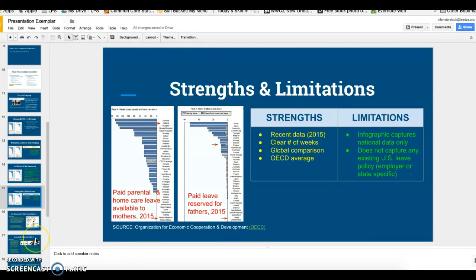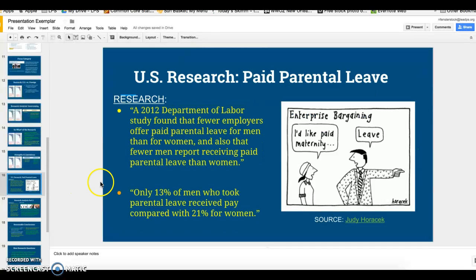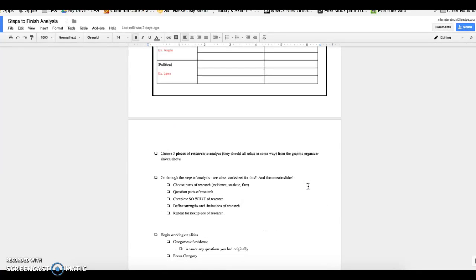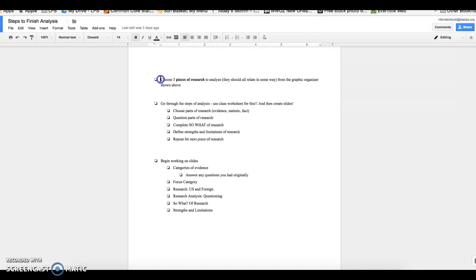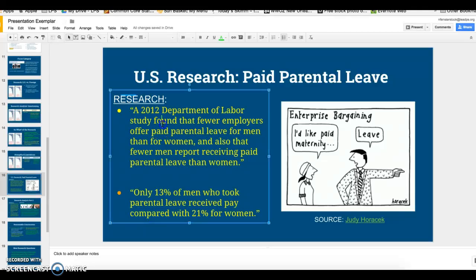After those 3 slides, okay, and those, again, we went over last week, so if you're confused, review the work that we did last week on research analysis. The next slide actually just takes you into looking at 2 additional pieces of information. So you'll see on the steps to work through analysis research page, okay, on the second page, it says to choose 3 pieces of research to analyze that should all relate in some way.